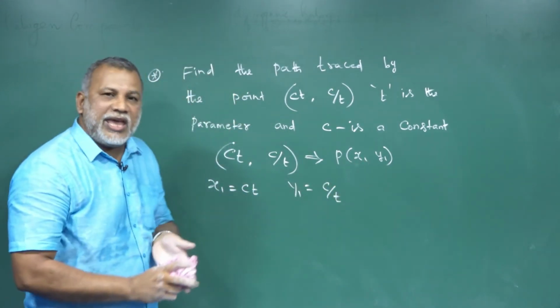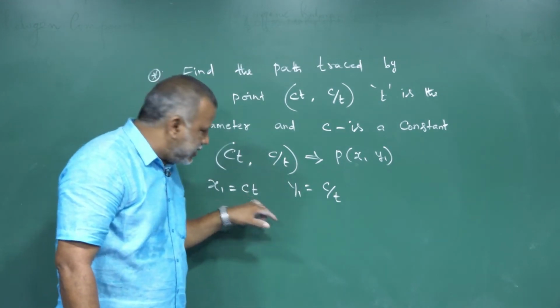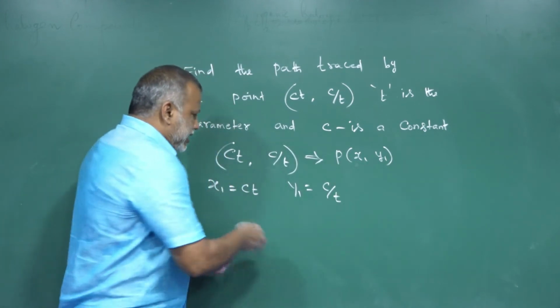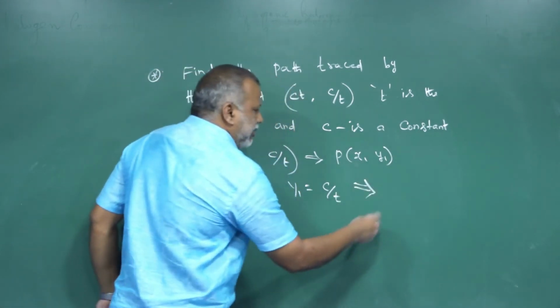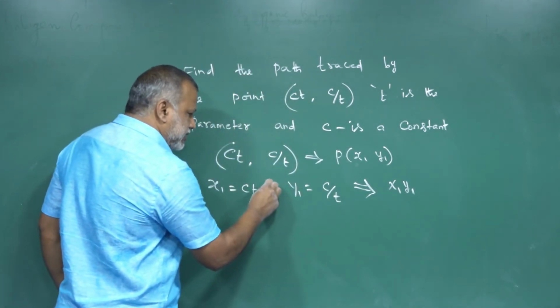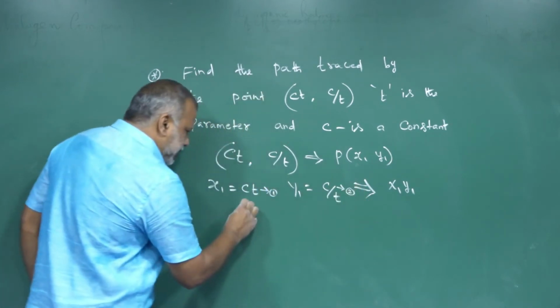So now our aim is to eliminate the parameter. See here, ct has t in the numerator, and in c by t the parameter t is in the denominator. Therefore I have to multiply x1 and y1. Say this is equation number 1, and this is equation number 2. Multiplying 1 and 2.